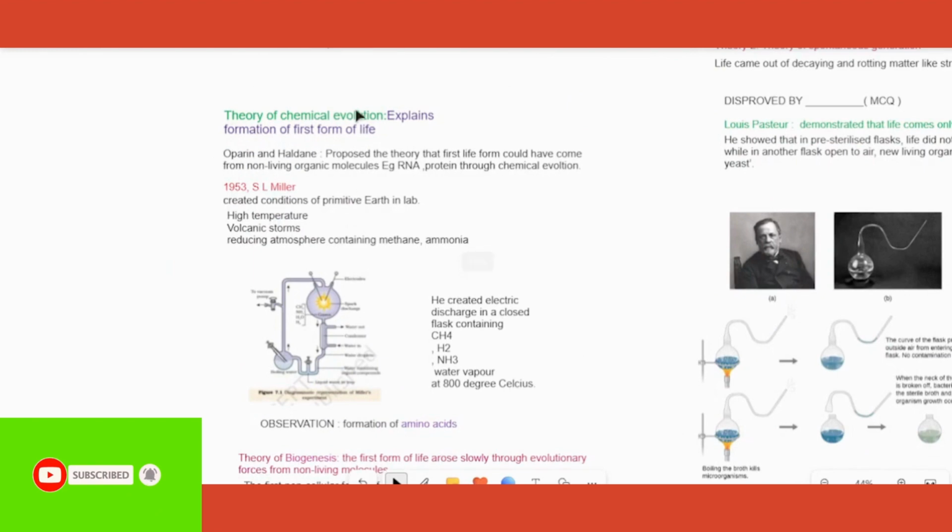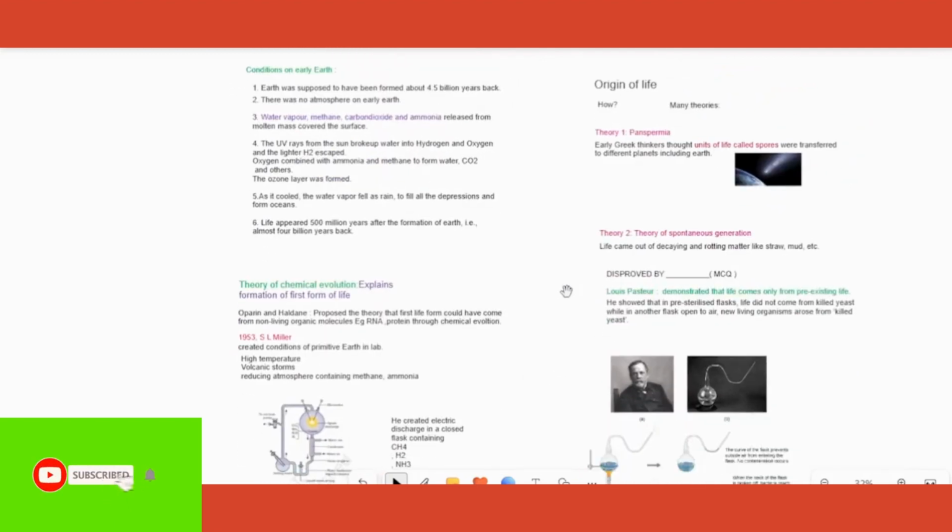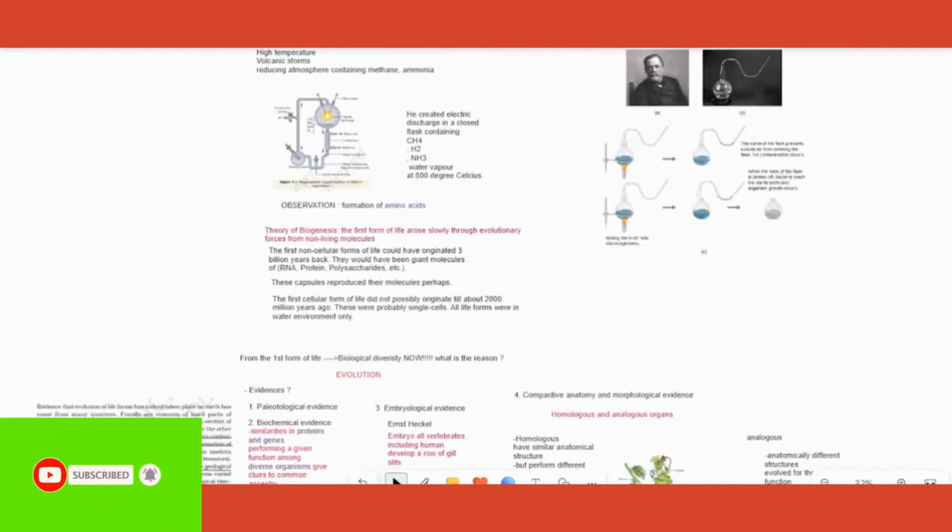And we looked at a theory called the theory of chemical evolution. We also looked at many different theories that explain how life came into existence. All that was done in the previous class.